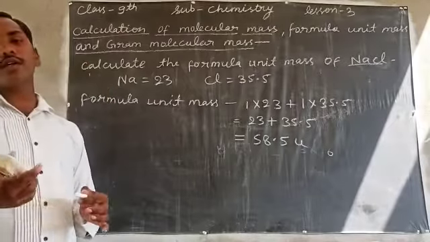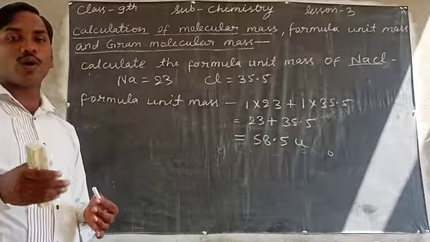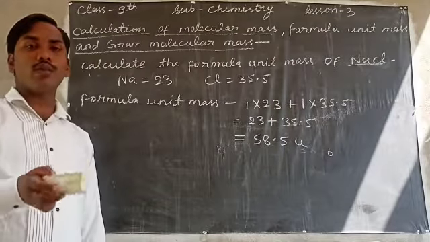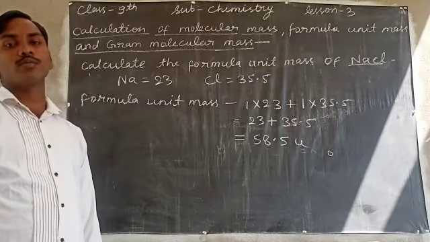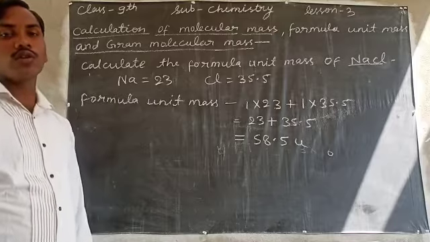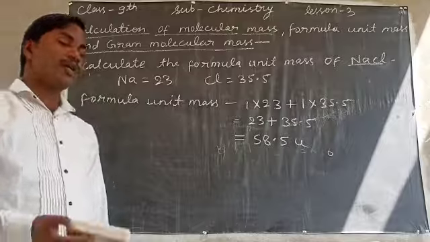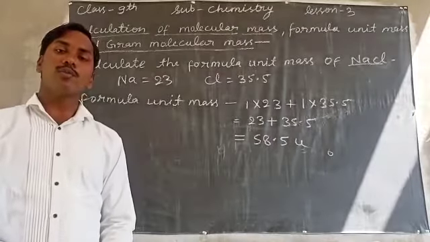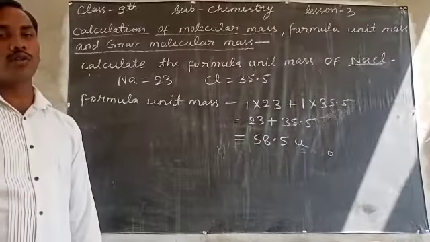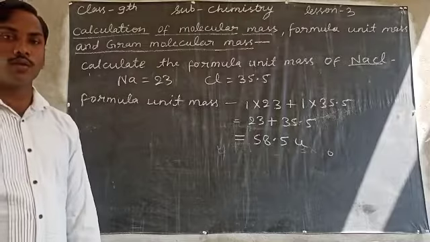So for calculating anything, molecular mass or formula unit mass, you just have to find the sum of the atomic masses of all the atoms present in the molecule or in the formula unit. This way you can calculate the molecular mass and formula unit mass of the given molecule or the formula unit of any compound. That's all.